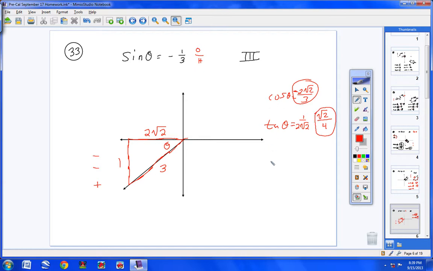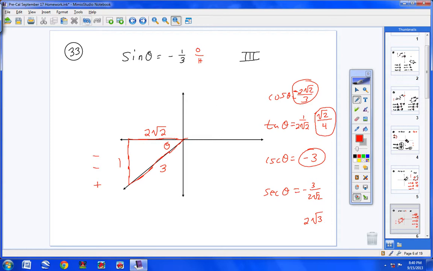So sine, cosine, tangent. Now let's look at cosecant. Cosecant of theta is the inverse of sine. So here's sine. Sine is negative 1/3, so cosecant of theta would be negative 3 over 1, or negative 3. Secant of theta is the inverse of cosine. So here's cosine right here, negative. So I flip it, I would get negative 3 over 2 square root of 2. Now if I rationalize that, I would get 2 square root of 3.